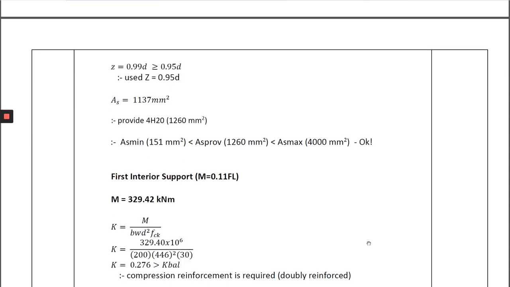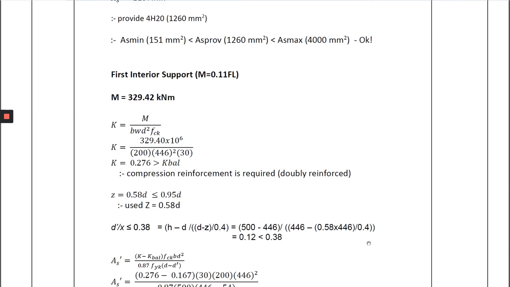Here I'm going to share with you about the support. For the support, no need to check either the M is less than MF or M is more than MF. So it's straight away condition. You have to design at the support as a rectangular section. So the B that you have to use here is BW. So M over BW d squared fck. So I'll get the answer here. It is a doubly reinforced.